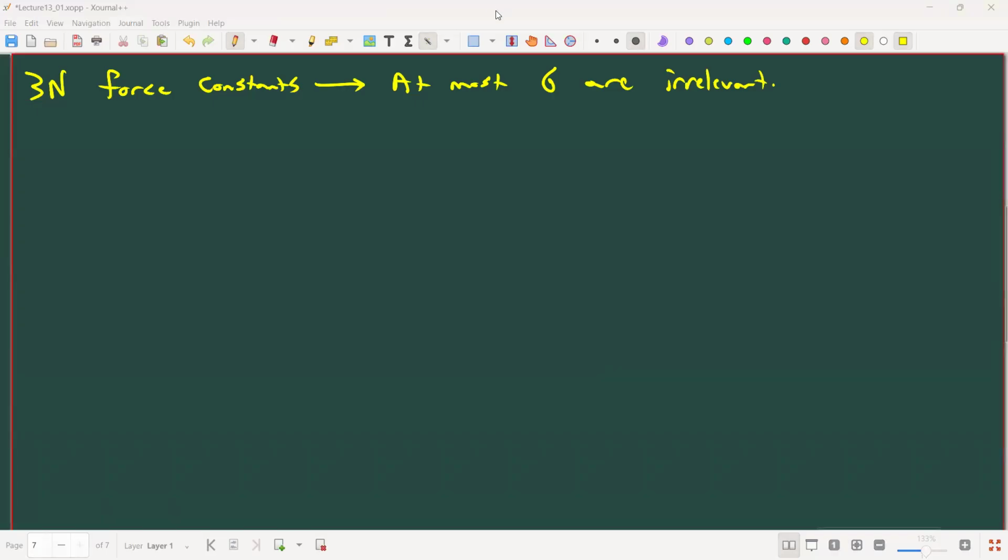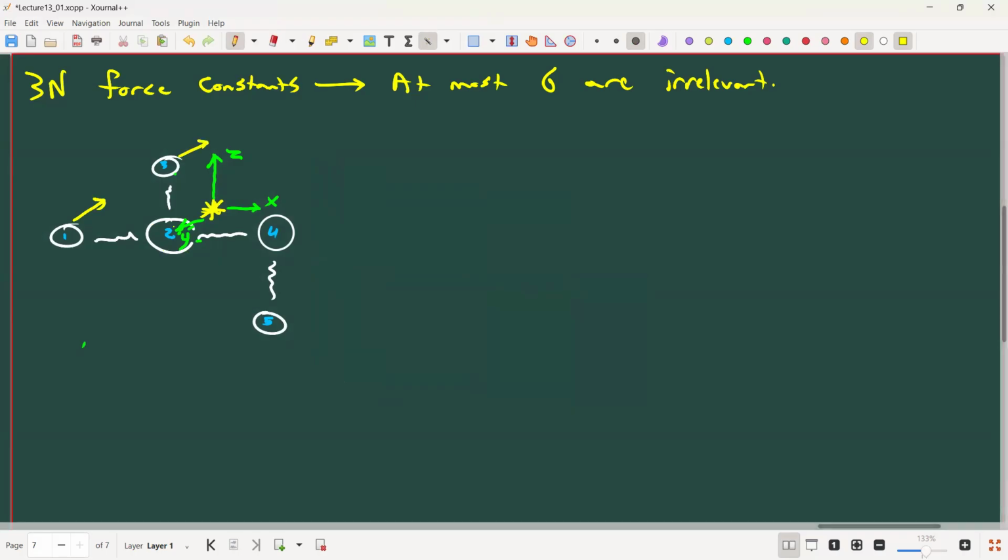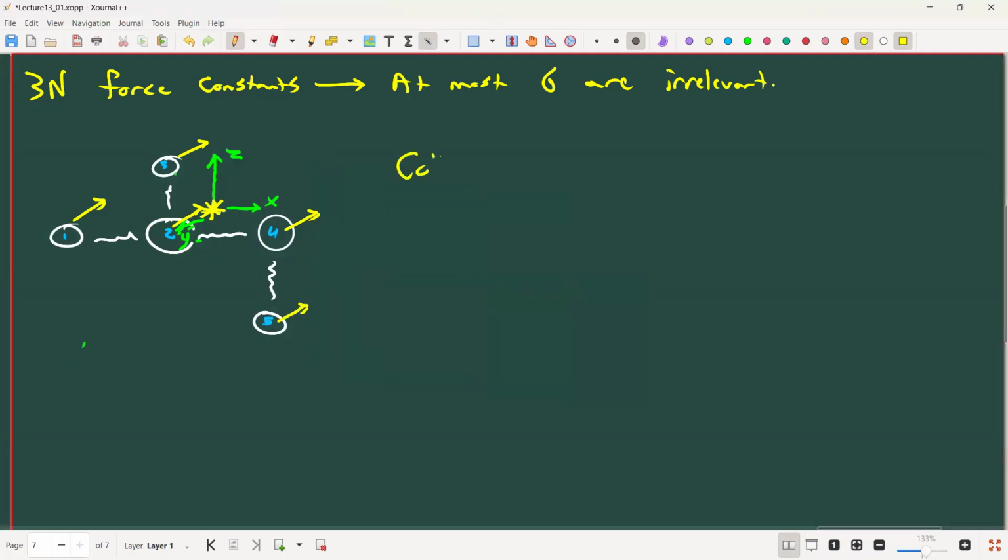Imagine I have this molecule, like this. Here's a molecule. And I displace all of the atoms collectively by the same amount. What if I just move everything in the same direction? Okay, so I have these collective displacements, where all atoms move with the same displacement vector.